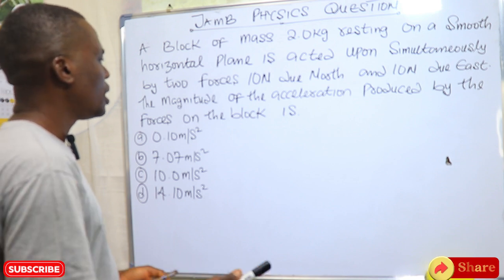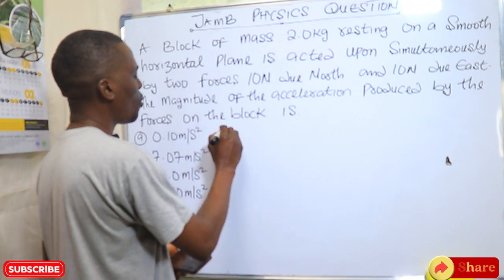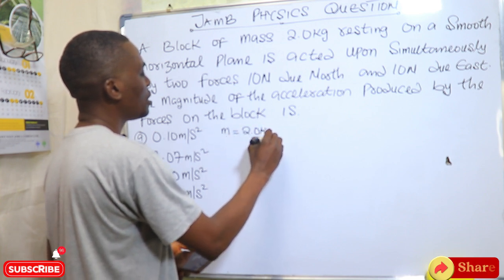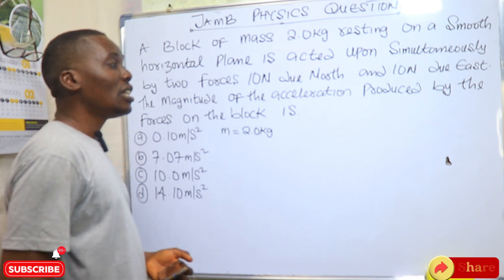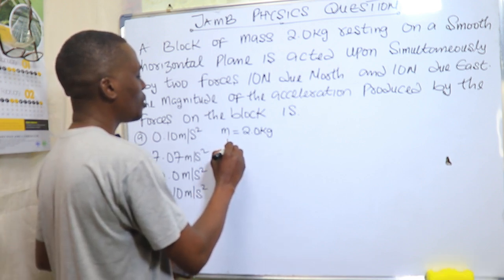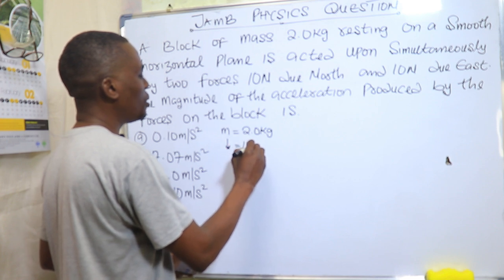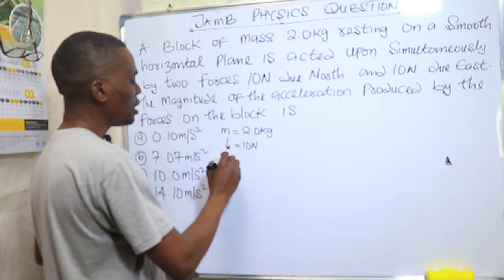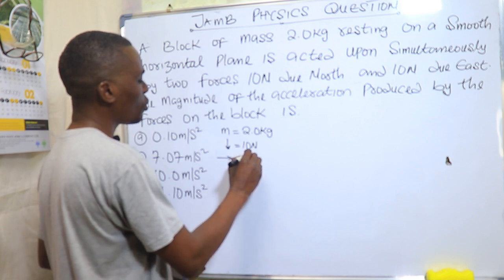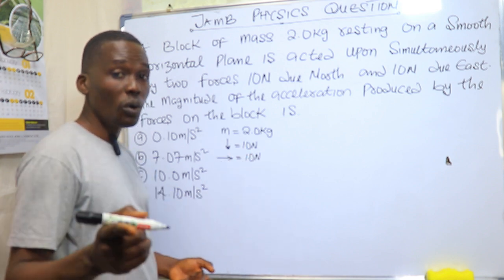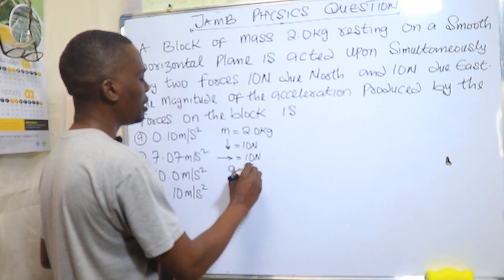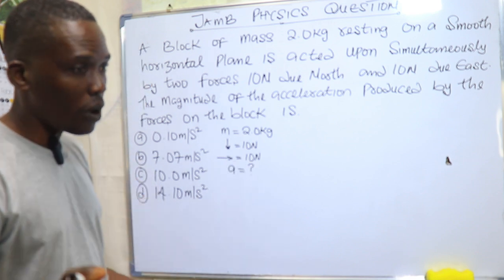Now for this question, they give us the mass of the block. They say the mass of the block na 2 kg. They tell us say e get force wey dey act for the north, and that force na 10 Newton. They still tell us say e get force wey dey act to move the object to the east, and that force na 10 Newton. And the next one, they say make we find the acceleration. That one we no get am.